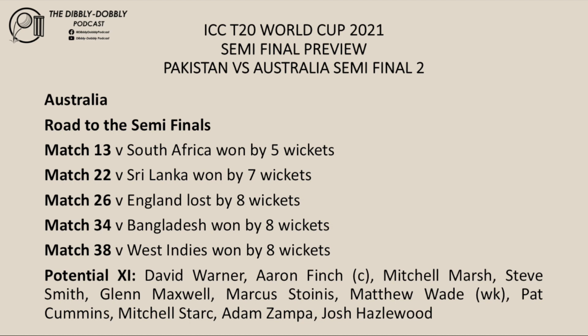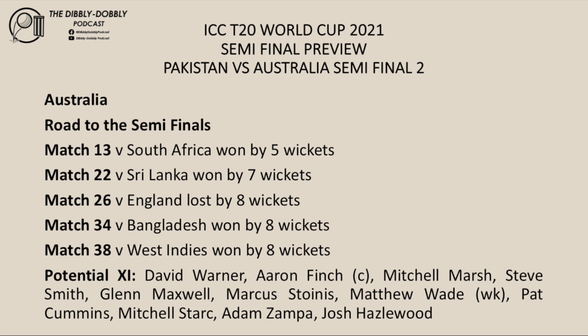So the road to the semi-finals for Australia: their first game against South Africa, they won by 5 wickets. Their second game against Sri Lanka, they won by 7 wickets. Their third game against England, they lost by 8 wickets. Their fourth game against Bangladesh, they won by 8 wickets. And their final game against the West Indies, they won by 8 wickets. What are the challenges for Australia in the semi-final against Pakistan?